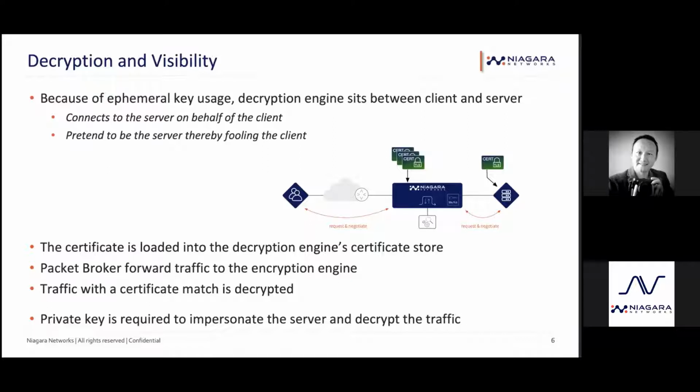And the packet broker will forward the received traffic to the decryption engine. The traffic is matched, it will be decrypted, and a copy of the traffic is available for inspection or otherwise. Again, the private key is required to impersonate the server and to start decrypting the traffic, and is used to establish the session with the client, and the packet broker, the decryption engine, acts as a regular client, only talking to the server.